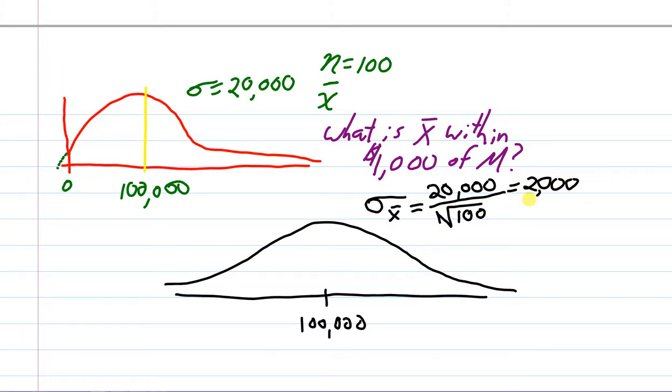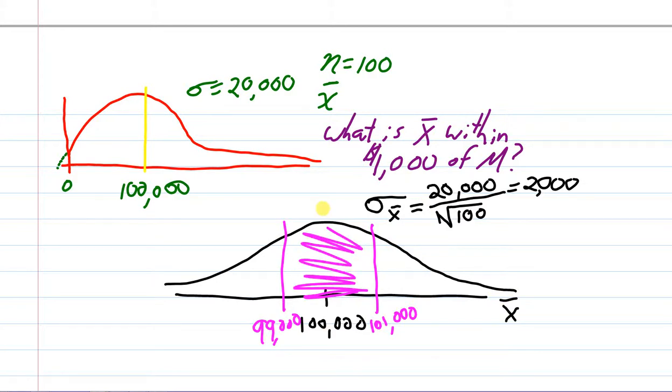Okay? So this question wants to know what's the probability a sample mean will be within 1,000. Okay, well let's draw our picture, calculate our z-scores, go to the table, etc. So 1,000 is going to be fairly close in here to 100,000. So we're asking what is the probability we're between 99,000 and 101,000, okay? So what do we do? Well, z-scores.